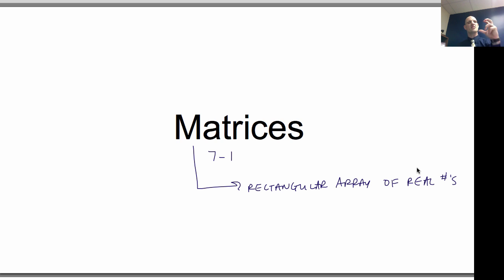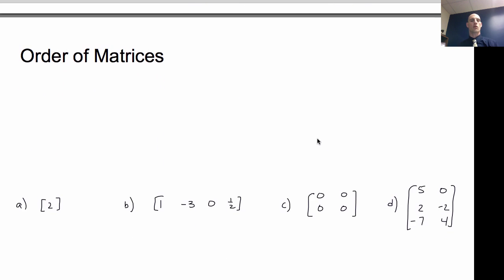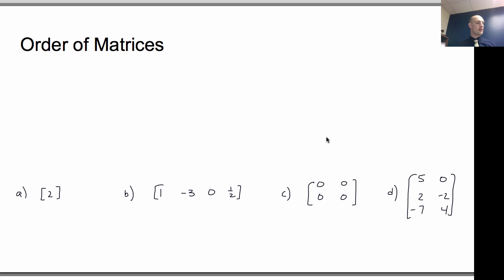We're thinking about these in terms of the coefficients, and we're going to talk about coefficient matrices here in just a second. But first, let's talk about the order of matrices. The order of a matrix is given by two numbers, m by n. These would be the number of rows, and these would be the columns.